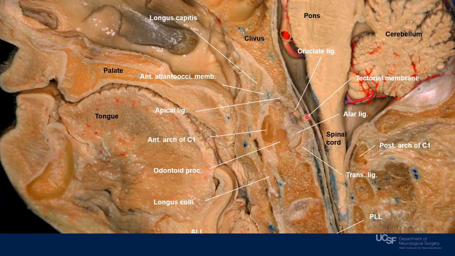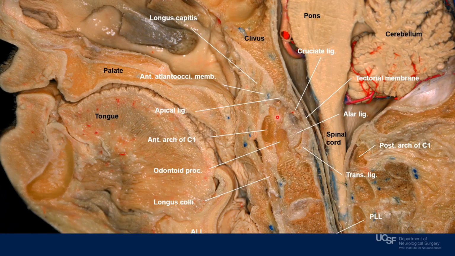If we move superiorly, this longitudinal ligament becomes the tectorial membrane, and anteriorly, the anterior longitudinal ligament becomes the anterior atlanto-occipital membrane. Posteriorly, we have the posterior atlanto-occipital membrane.